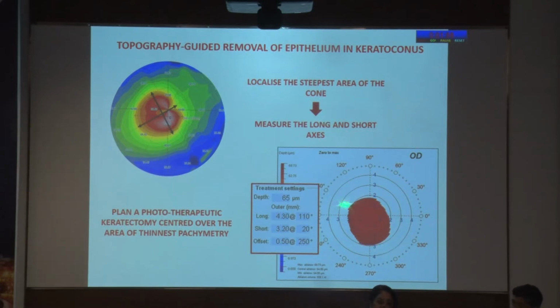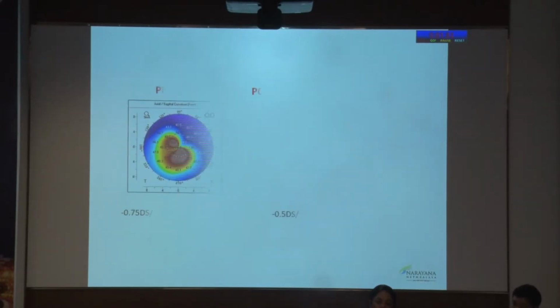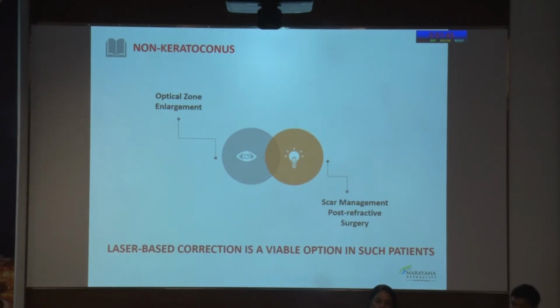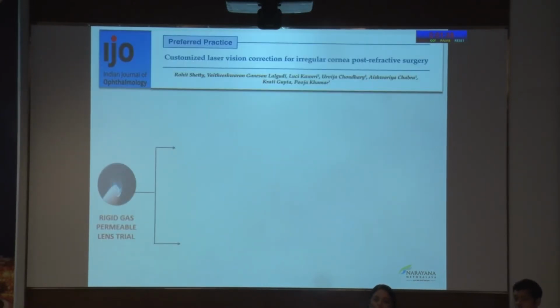And you can do a long axis, short axis from the topography. And then when you do this ablation pattern with cross-linking, it will give you these kind of results. And now we have close to 5 years of follow-up of these patients, and none of them have actually gone for progression.